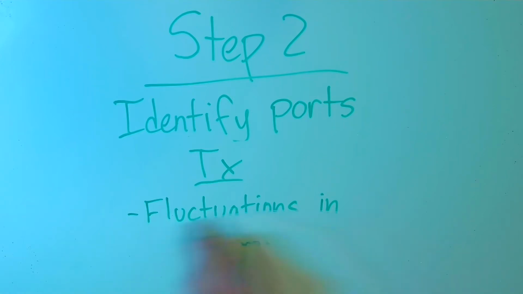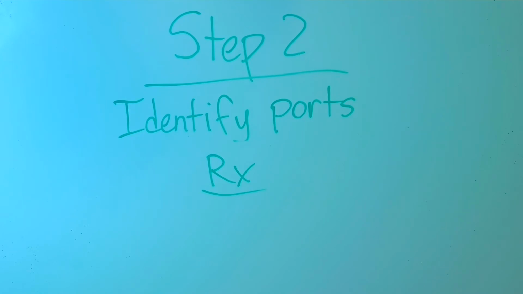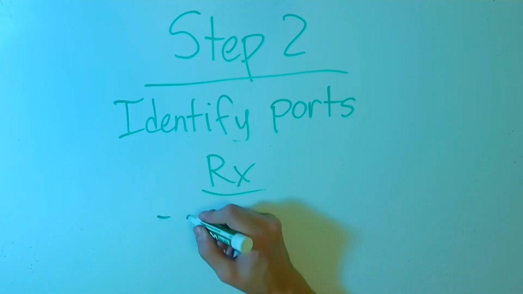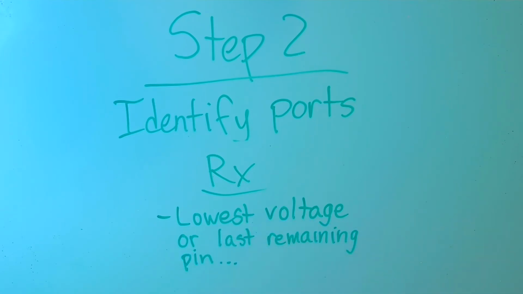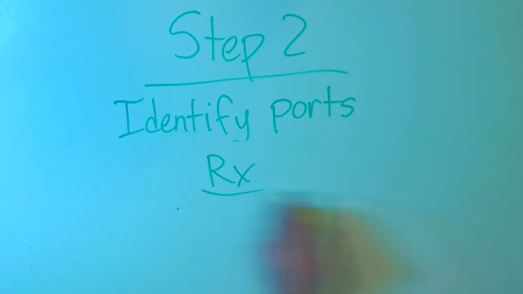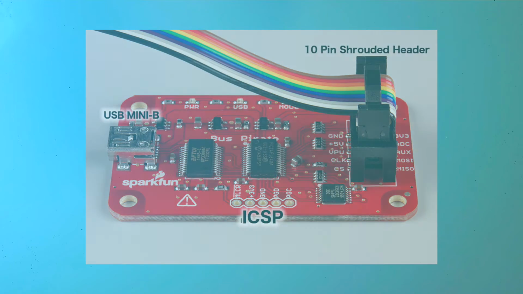And finally, identifying RX, the data in port, is easily determined by looking for the pin that has the lowest voltage during the entire process. Otherwise, it'll be the last pin remaining. There are also some devices, such as the Bus Pirate, which can automatically detect UART pin functions, allowing us to save time on this step.